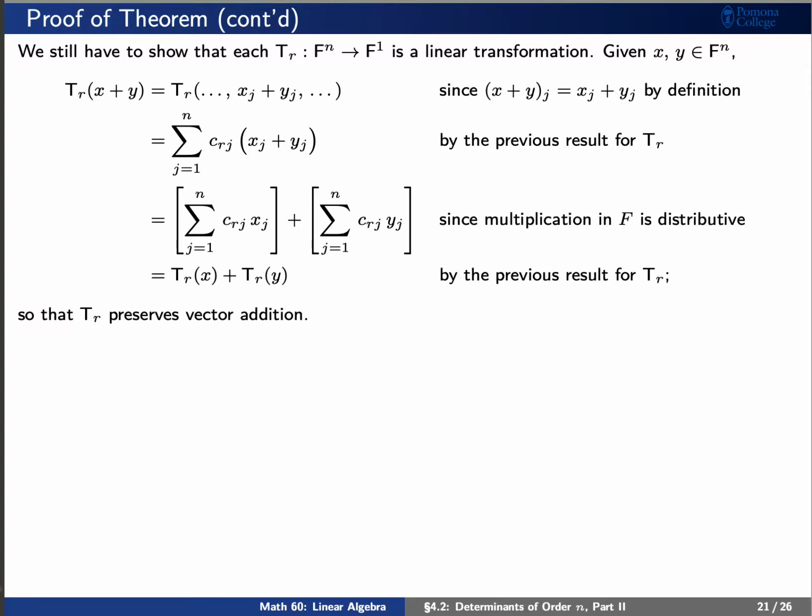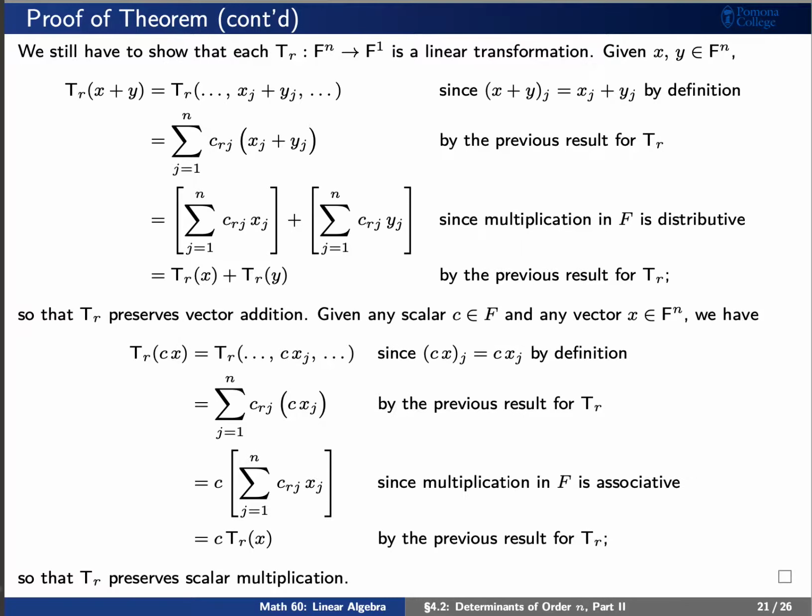Then, just by playing around with the coefficients a little bit, we easily see that T sub r of x plus y is T sub r of x plus T sub r of y, so that T sub r does indeed preserve vector addition. Similarly, given any scalar c, then we see that T sub r of c times x is c times T sub r of x. So our transformation T sub r preserves scalar multiplication also. This does complete the proof of the proposition.